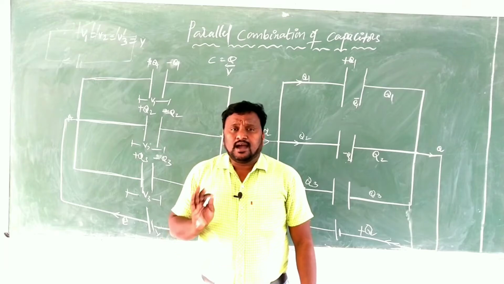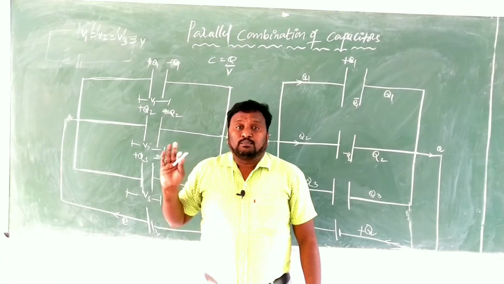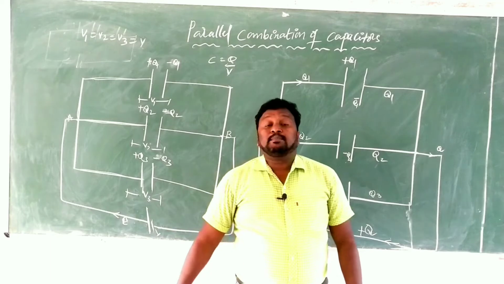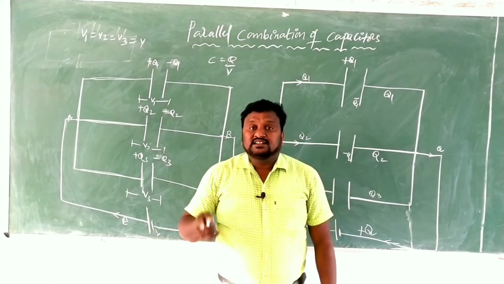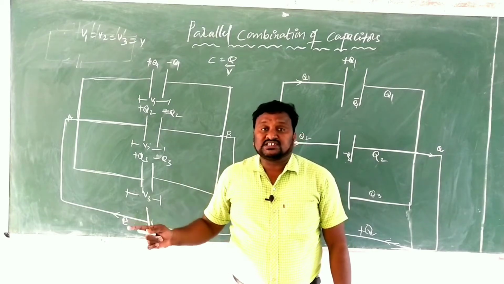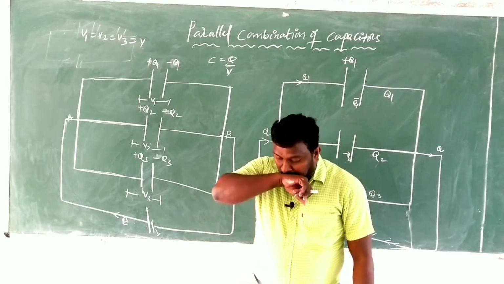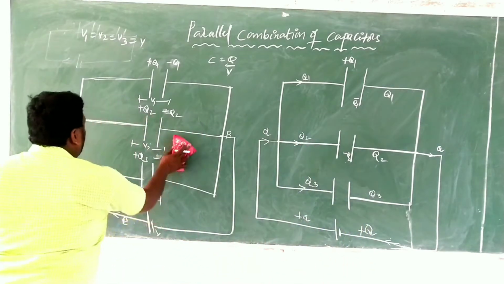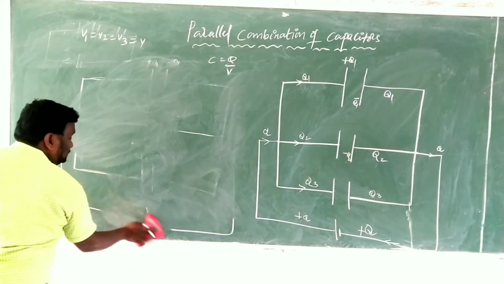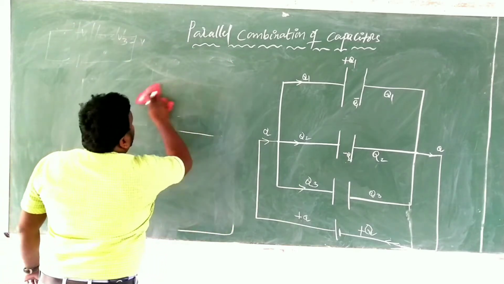Simply, children, you have to remember that in parallel combination the capacitor potential is equal to the applied potential. And the charge supplied by the battery is distributed to all the capacitors in different paths. You have to remember that. That's the important thing here you have to remember.